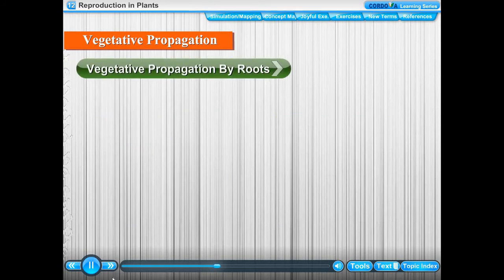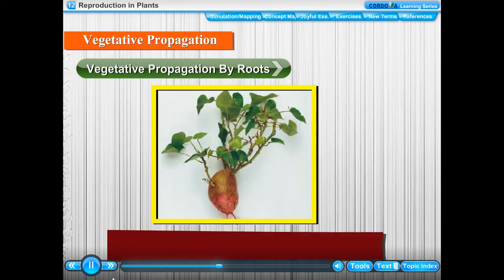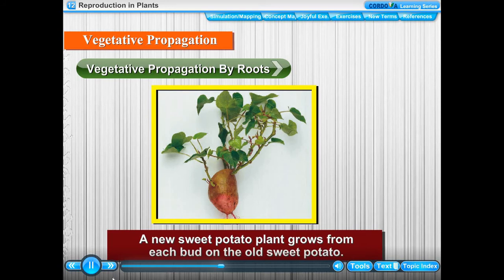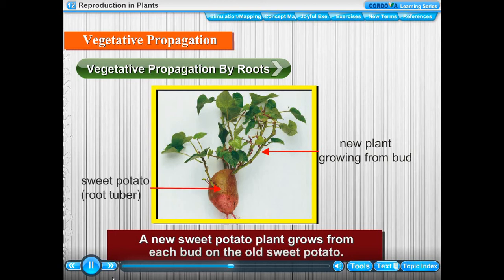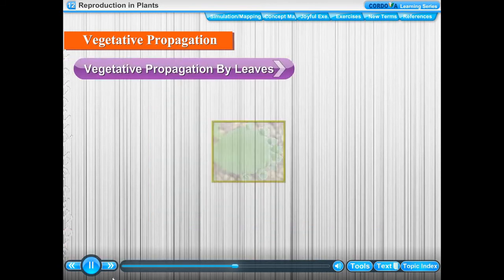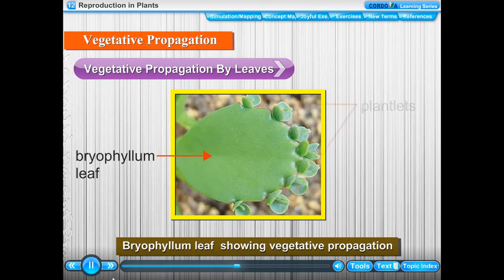Vegetative propagation by roots. Certain plants have tuberous roots which are swollen due to the storage of food. A new sweet potato plant grows from each bud on the old sweet potato. New plant growing from bud. Sweet potato, root tuber. Vegetative propagation by leaves. The leaves of plants like bryophyllum and begonia produce buds on the notches in their margins.